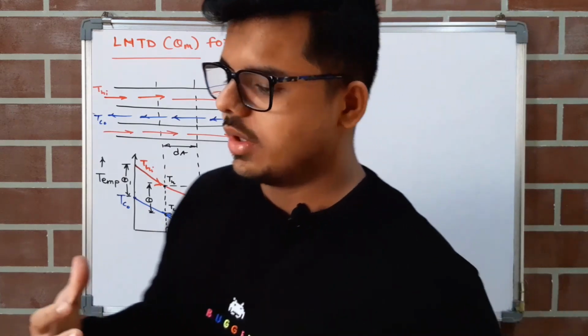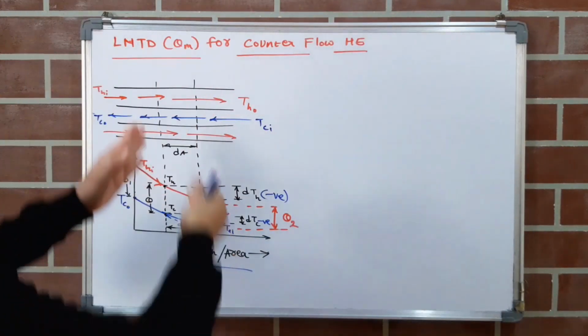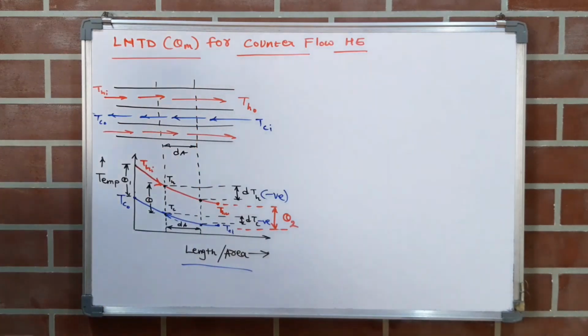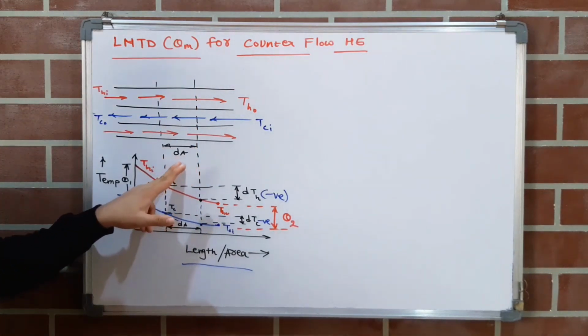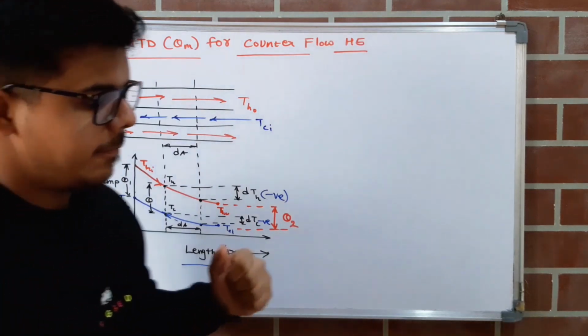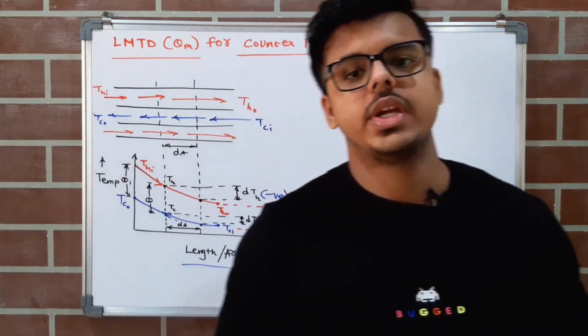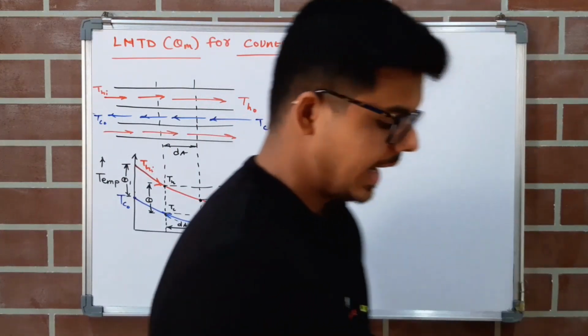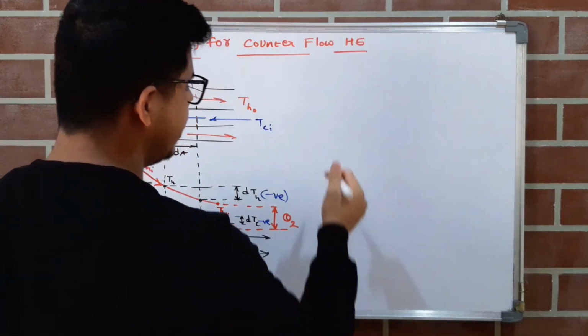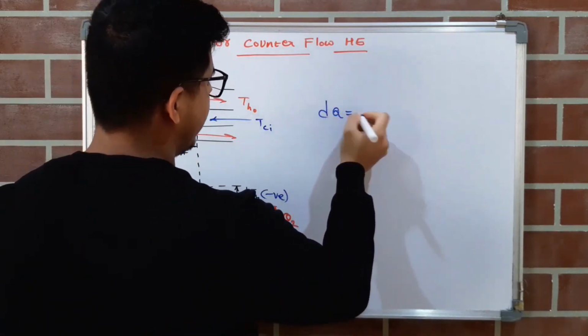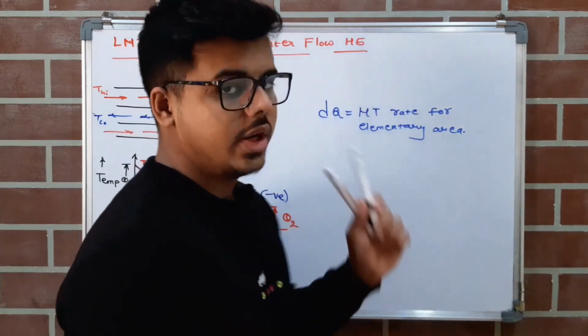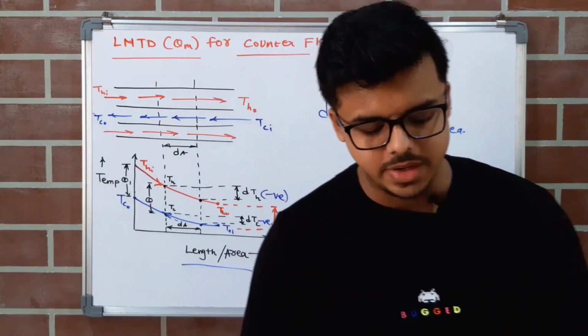Now what is the procedure? We will take the elementary area of this heat exchanger. So consider dA is the elementary area of this heat exchanger. We know in a heat exchanger we have heat transfer. So we will write: let dQ be the heat transfer rate for the elementary area, right? dQ is the heat transfer rate for this elementary area.